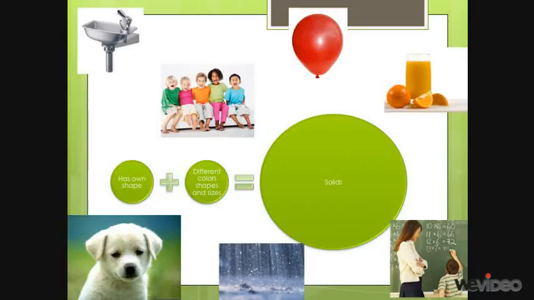Let's start with the water fountain in the left-hand corner. Kids, is this fountain a solid, a liquid, or a gas? Why do you think it is a solid? Yes, because it has its own shape and size. Next, let's take a look at the children in the middle. The children, are they a solid, a liquid, or a gas? Yes, they are a solid because they have their own shape and take up space and are varying in size.